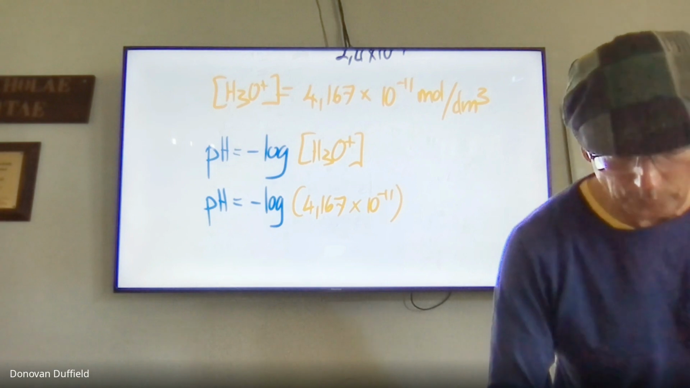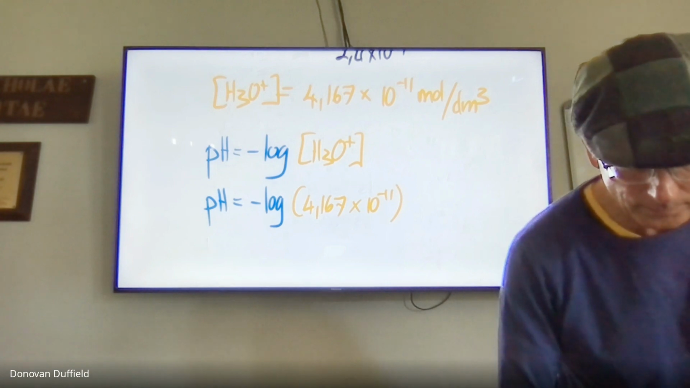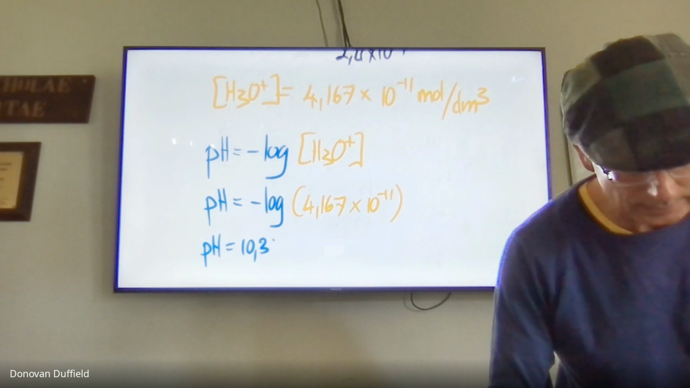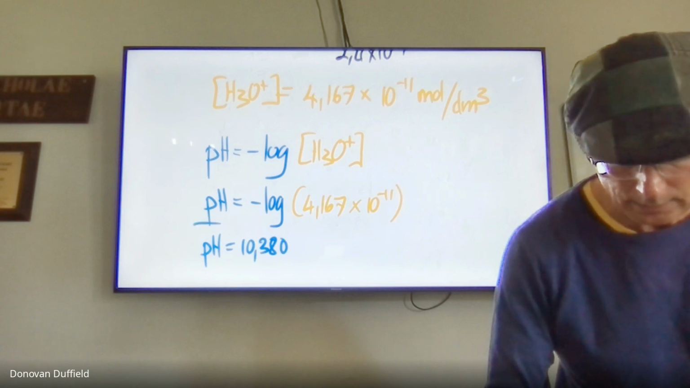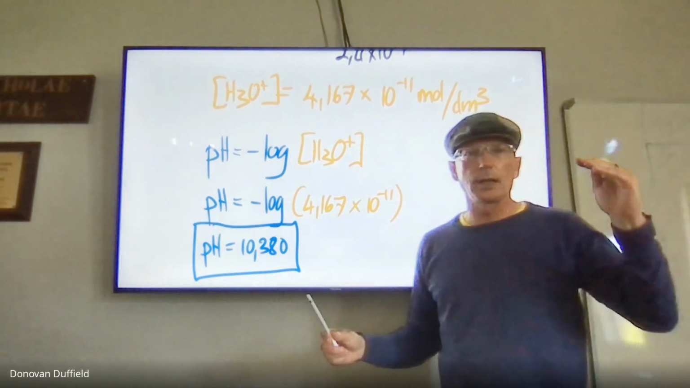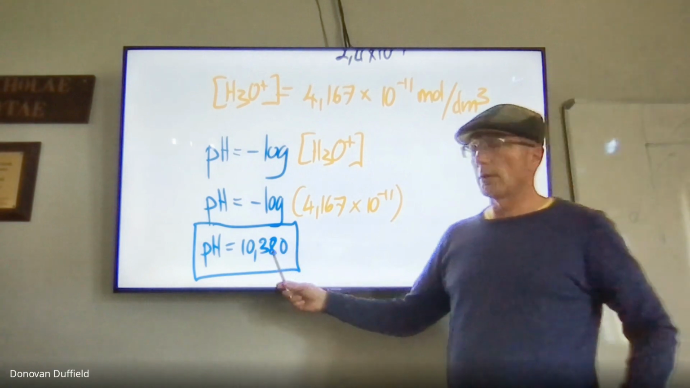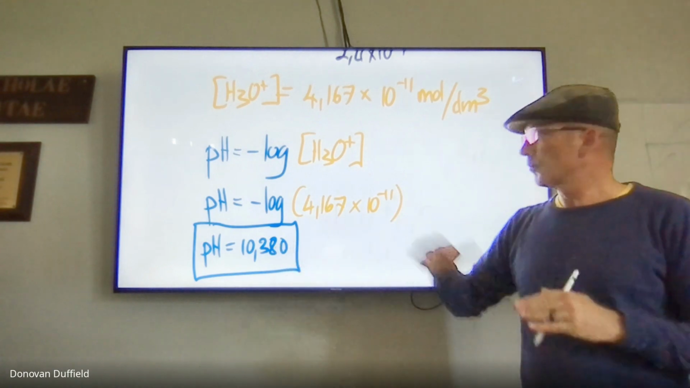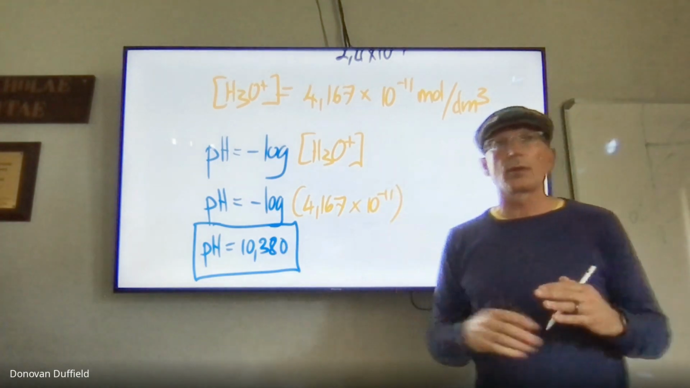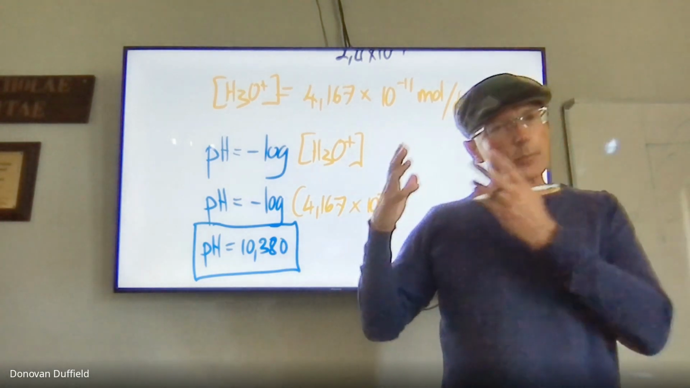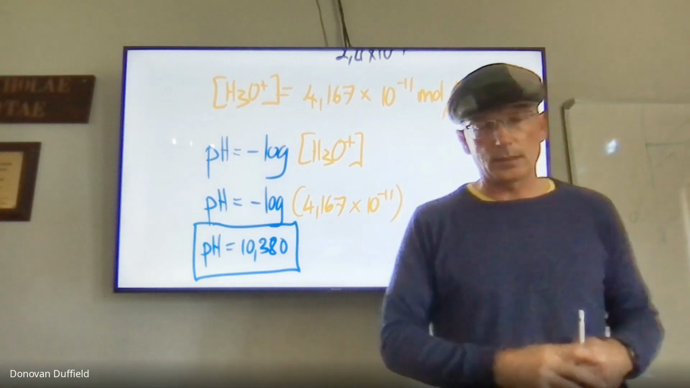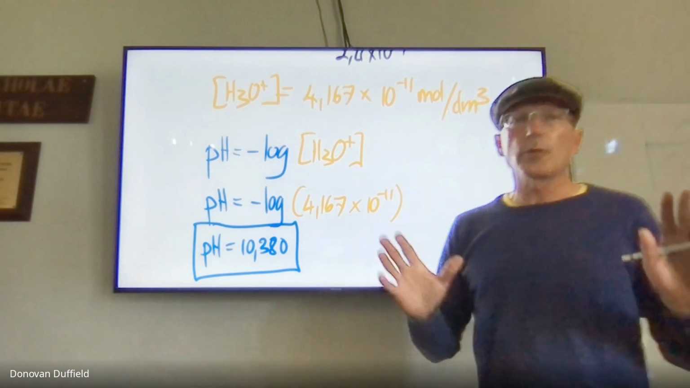we get that the pH is 10,380, and we can see that it's a relatively high, not a very, very high pH, but a relatively high pH above 10, not quite close to 14, but it does point to the fact that this is more of a basic solution than it is an acidic solution.